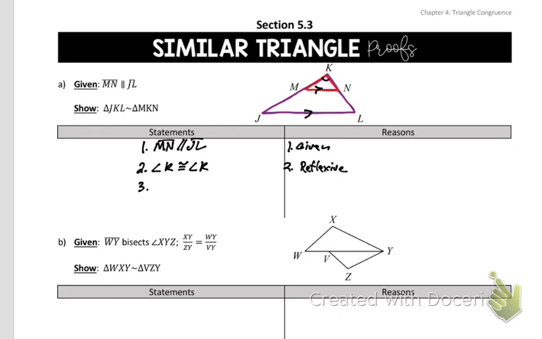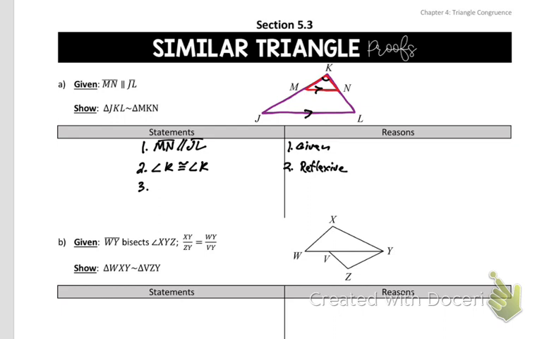I need another angle. I either need an angle or two sides. It seems like it'd be easier to get an angle than two sides, particularly because they gave me parallel lines. Think about it. What is my next angle that I could show is congruent between those two triangles? Yeah. Angle KNM and KLG.